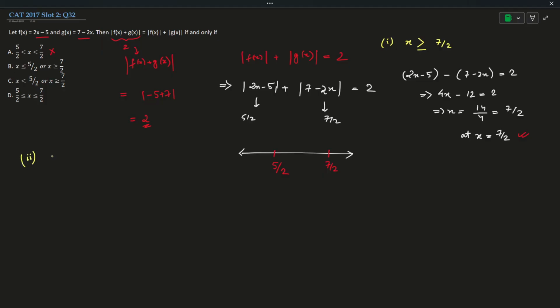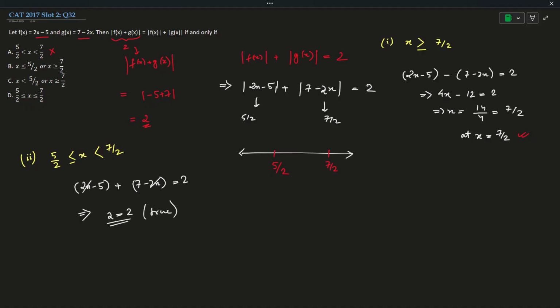What is the second case? When x is greater than or equal to 5 by 2 and less than 7 by 2. If this is the case, then both the terms will open with positive sign. So I will have 2x minus 5 plus 7 minus 2x equal to 2. Both the terms will open with positive, so 2x and 2x will get cancelled. So this will give me minus 5 plus 7, so this is 2 equal to 2, which is always true.